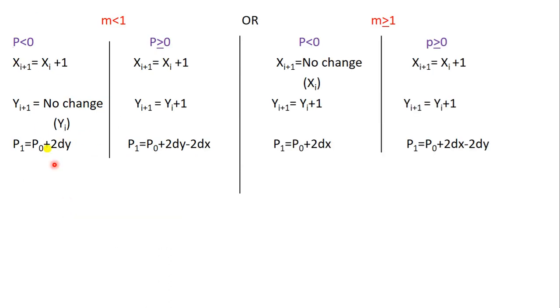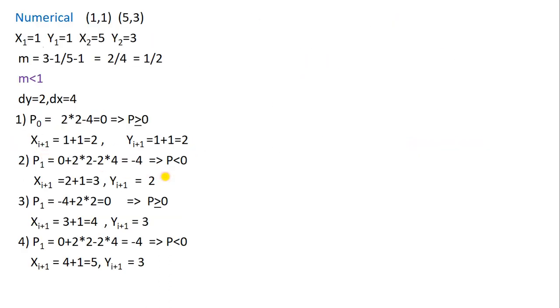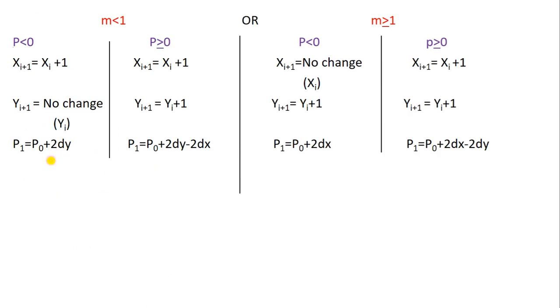So I will explain this one more time. P naught, what is P naught here? P naught is the minus 4, meaning the previous decision parameter value, that I have written here, plus 2 dy. 2 as it is I have written here, 2 into, what is the dy value? 2. Okay, 2. So first I have to calculate these two.